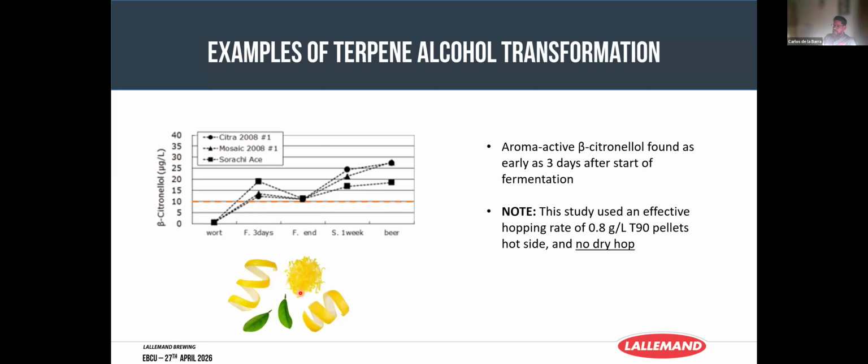As early as 3 days of fermentation, we can see that this is above the sensory threshold already, giving way to aromas of citrus by simply adding a small addition of T90 pellets on the hot side. This is 0.8 gram per liter, the whirlpool addition of these different varietals, which will already give you a significant amount of beta-citronellol in your beer. So you can see that this thing we call biotransformation, even with small steps, can already be quite significant.